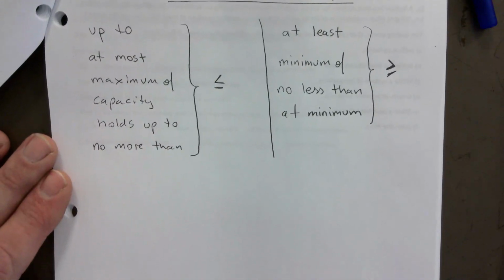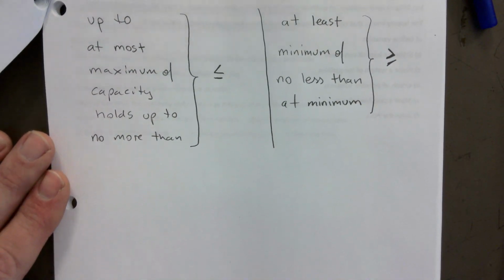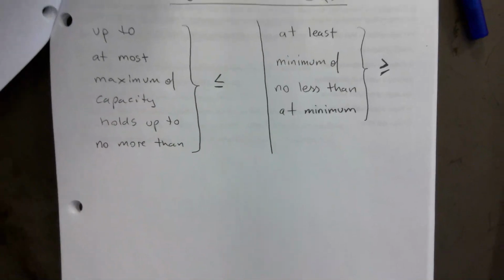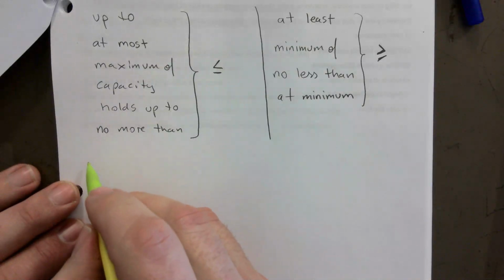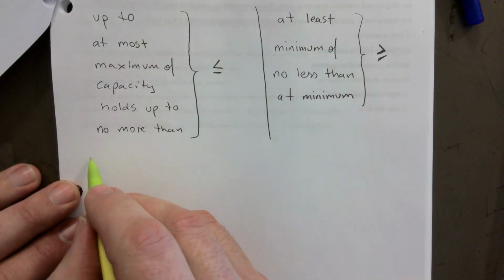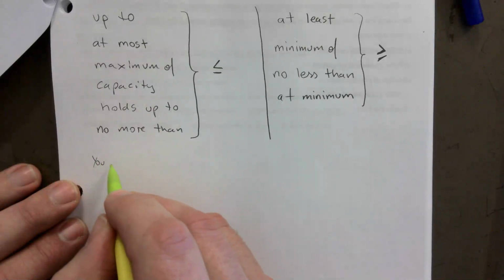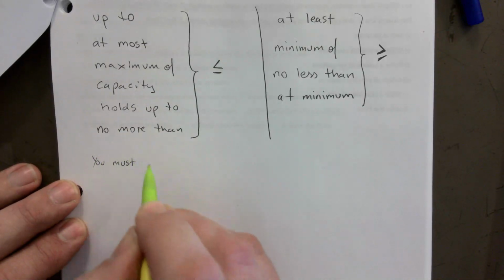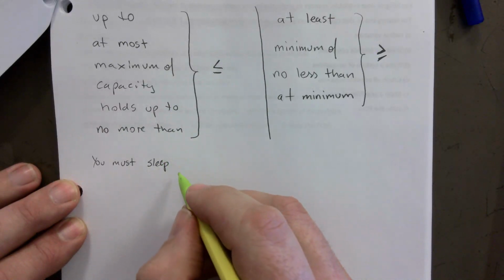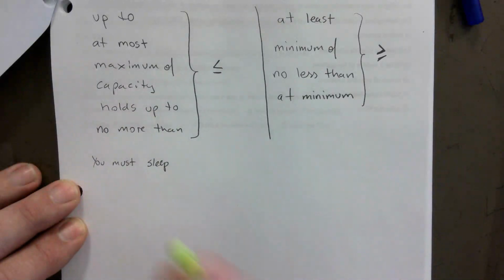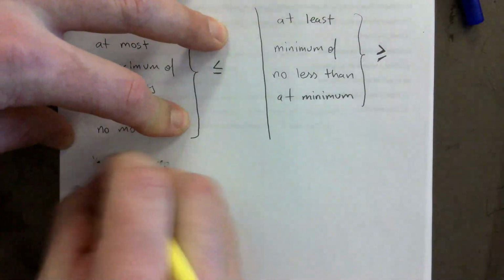Let me give you a quick example under each of these. So you have your cheat and then you have an example right away. You must sleep. No, I'm going to use that one on the other side. Sorry, my bad.